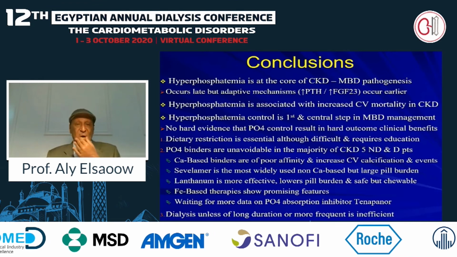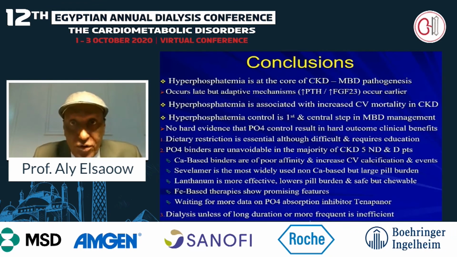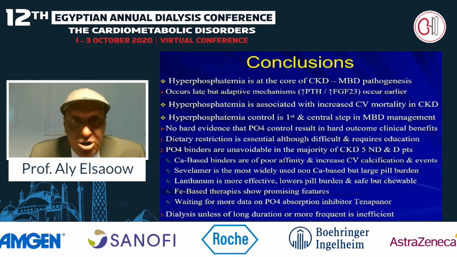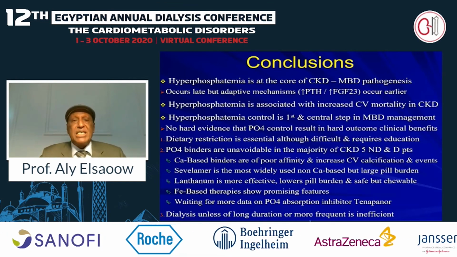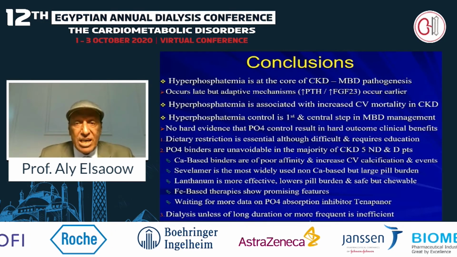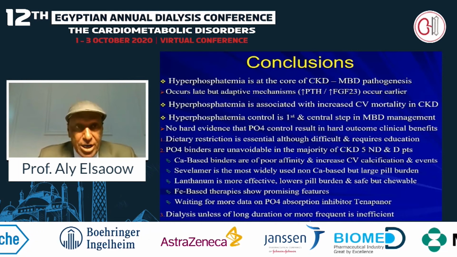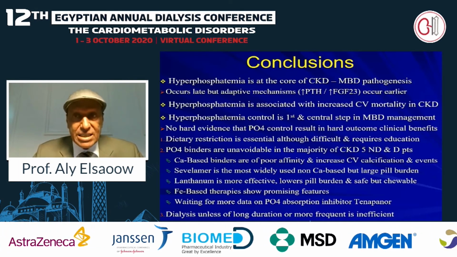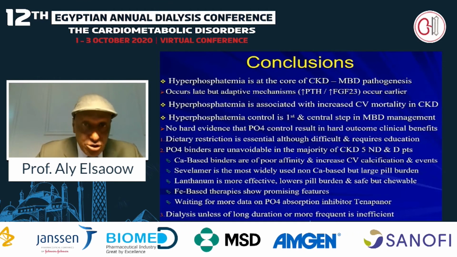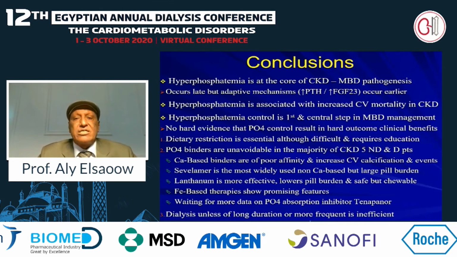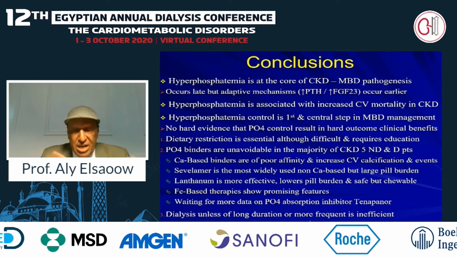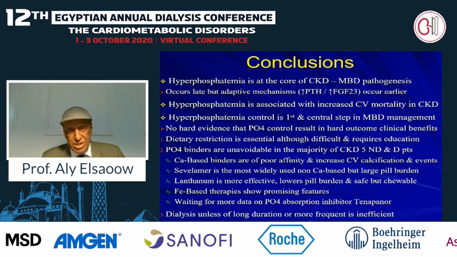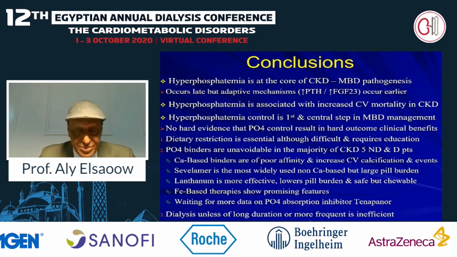In conclusion, hyperphosphatemia is at the core of CKD and MBD pathogenesis. It occurs late, but the adaptive mechanisms of hyperparathyroidism and high FGF23 occur earlier. Hyperphosphatemia is associated with increased cardiovascular mortality in CKD, and the control is the first and central step in MBD management. However, there is no hard evidence that phosphorus control results in hard outcome clinical benefits.